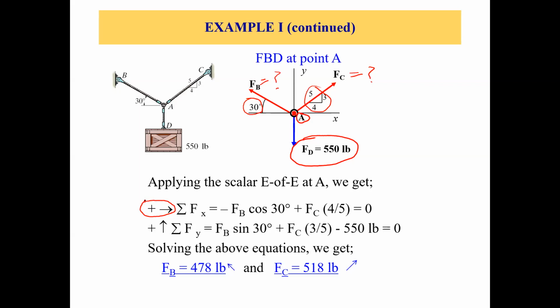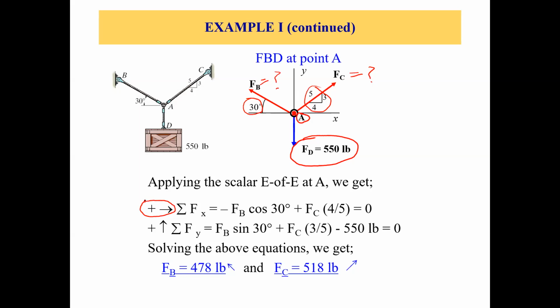Now let's write down sigma Fx equals 0. Let's see what forces we have in the x direction. We have an x component of FC and an x component of FB. So what are these two components? Let's talk about FC first. What is the x component? FC times 4 by 5.